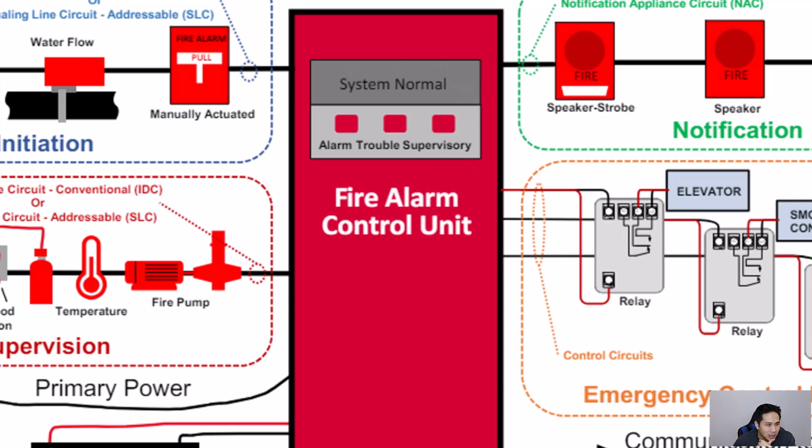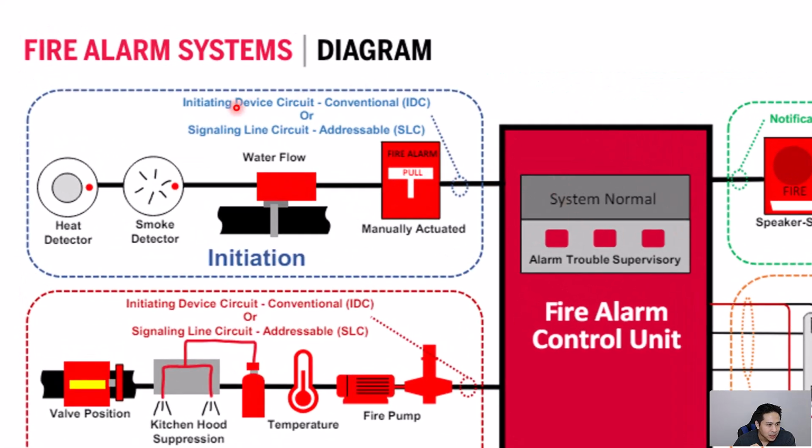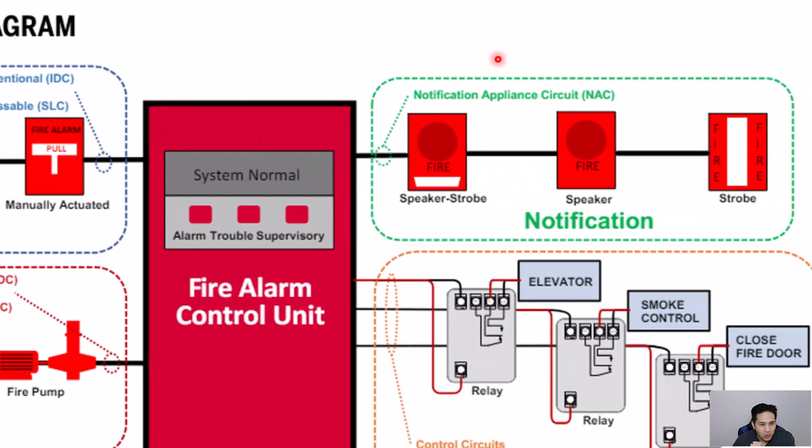So in this case, the initiating device is connected to the fire alarm panel. And you could see here, if it's a conventional type system, it's called an IDC, like I mentioned before, initiating device circuit. And if it is an addressable type system, it's called an SLC, or a signaling line circuit, or a signal line circuit. Then you have a different circuit, which would be your notification devices. So it will be a separate circuit from your initiating devices. And the notification are the devices that I just mentioned, such as speaker strobes, speakers or just strobes.